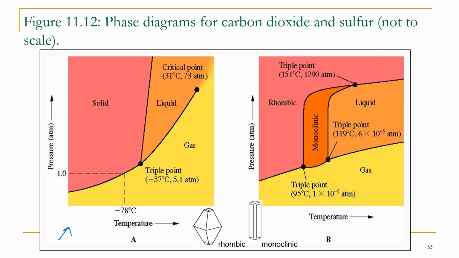So at normal pressure, 1 atmosphere, you can see that we go straight from a solid to a gas. This point is the sublimation point, and this is why dry ice is so cold, because dry ice melts at negative 78 degrees. So if you've got dry ice, don't touch it with your fingers because it's negative 78 degrees Celsius.